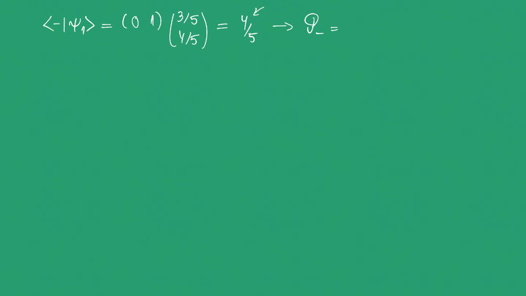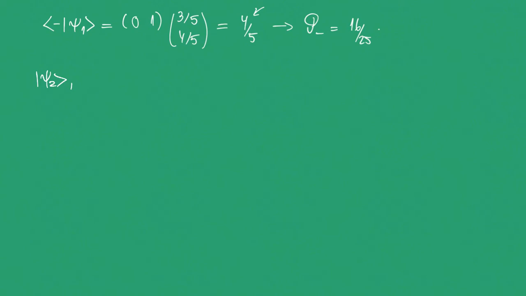Similarly, for spin down, we have to calculate this inner product, but now via matrix notation. Then we have the bra minus is given by 0, 1. Ket psi 1 is represented by this matrix. If we multiply these two matrices, we have 4 over 5, and then, as we found before, the probability of finding spin down is given by this value here squared, 16 over 25.